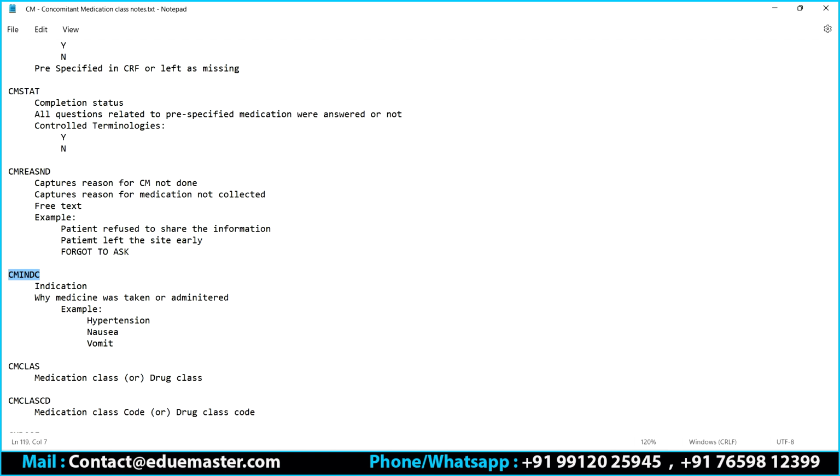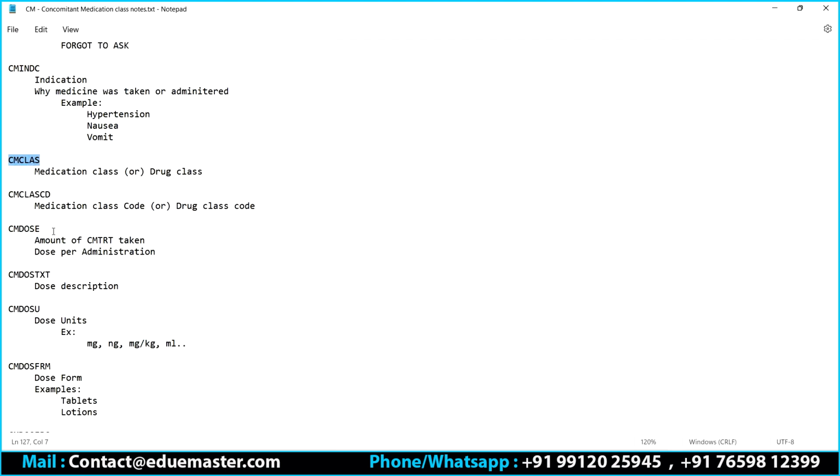I told you, like vomiting. For the vomiting, he has taken it. For the hypertension, he has taken it. So why the patient has taken this particular drug will be under CMINDC, indication. CM class, that is medication class, the respective code will be under medication class code.